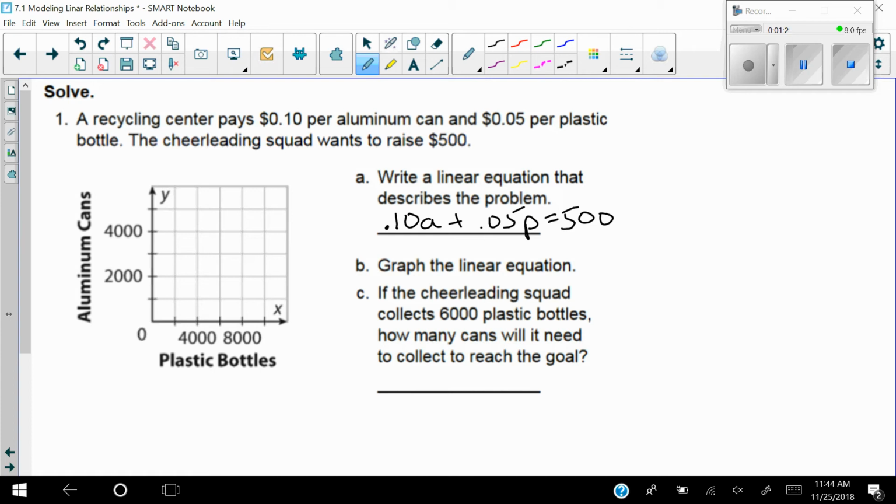In the previous example, we had a table, but here we don't. So I'm going to go ahead and make a table. Since I know that the plastic bottles is my X based on the graph, I'm going to put a P for plastic bottles and A for aluminum cans. And I'm going to put in 0 for my plastic bottles, and then put in 0 for my aluminum cans to figure out what answers I have, and use that to graph. So let's take a look.